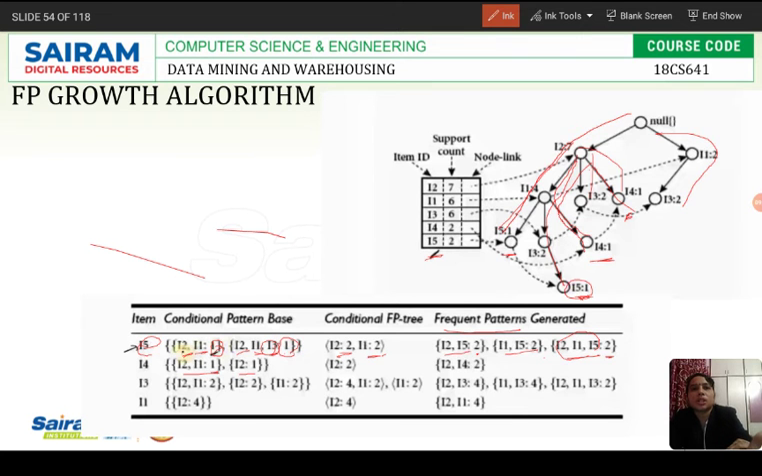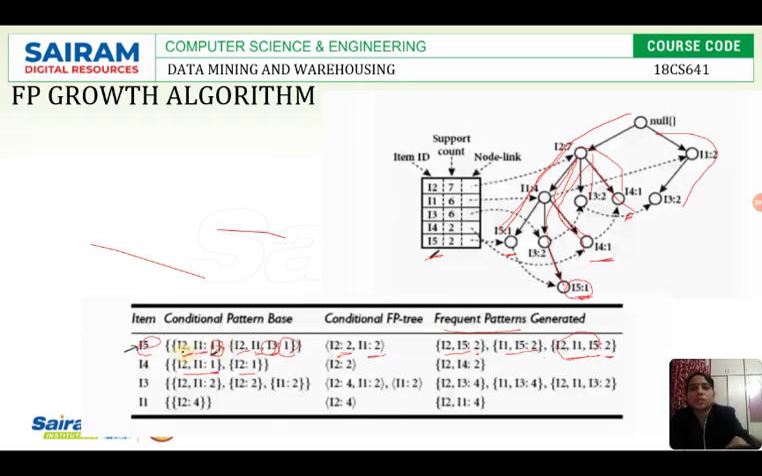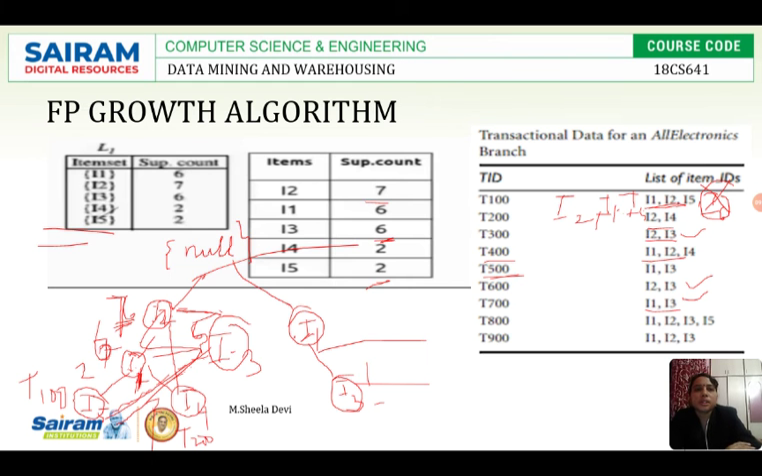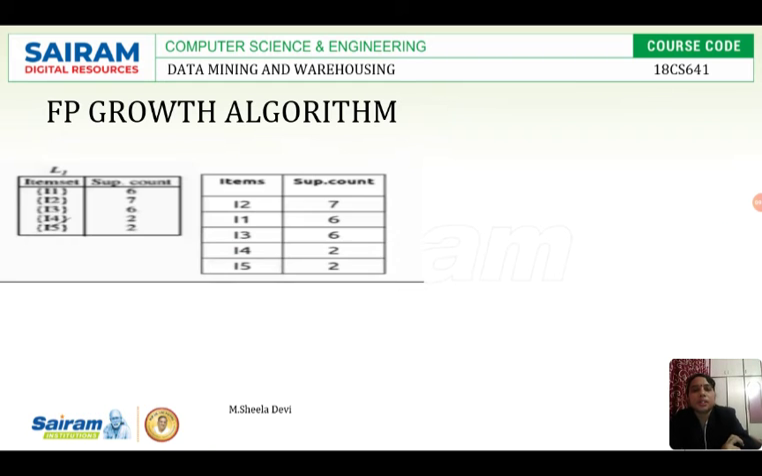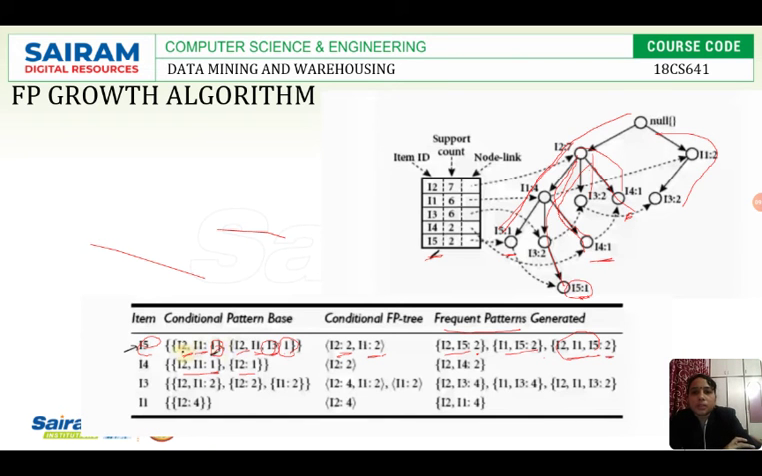If you want to check, you can check with the transaction slide also. If you feel it is confusing to see the path, you can go with the transaction table. See here, wherever I4 is there, I4 is here, and in two transactions only I4 is there: I2, I1, I4 and I2, I4. So I can take these two transactions and I am writing here. Clear? See, I1, I2, I4 and I2, I4. That's it. Next. So how many times is I2 occurring?